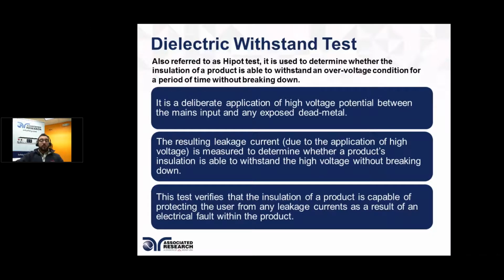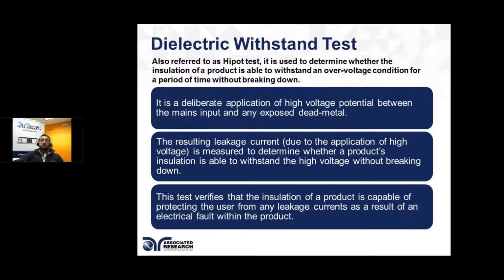So insulation, as we know, is what protects or separates current carrying conductors from the non-current carrying conductors. And almost all electronic products, or even non-electronic products, have some sort of insulation barrier separating different conducting paths. So this HiPot test is used to determine whether the insulation of a product is able to withstand an over voltage condition or a transient voltage condition for a given period of time without breaking down.